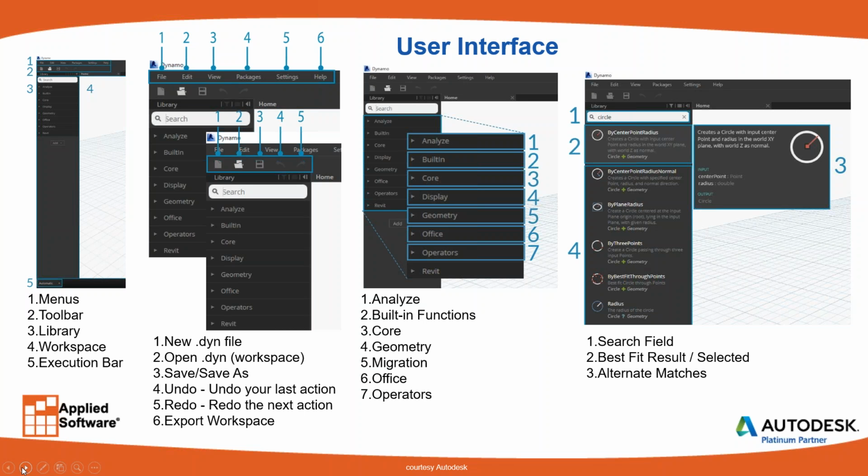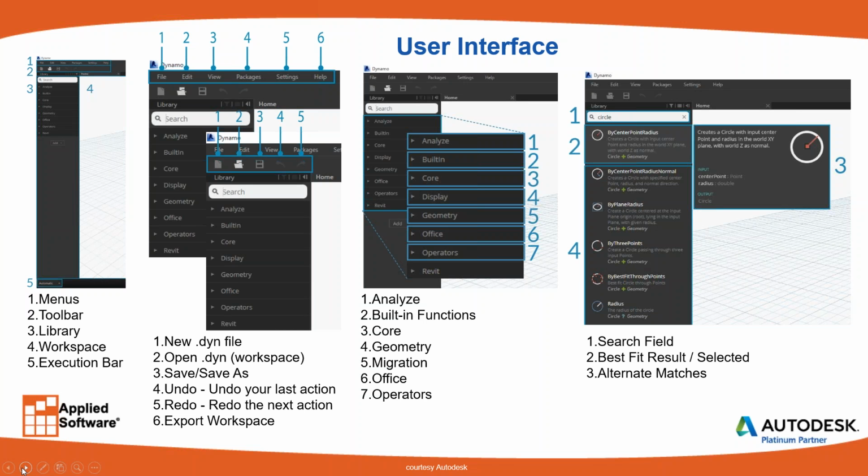Then we have the tools below that are the new, open, save, undo, redo, and export. So nothing fancy there, of course. Then you have the search, the library and the search boxes. In the library, you have the analyze, built-in functions, core, geometry, migration, Revit, and operators.